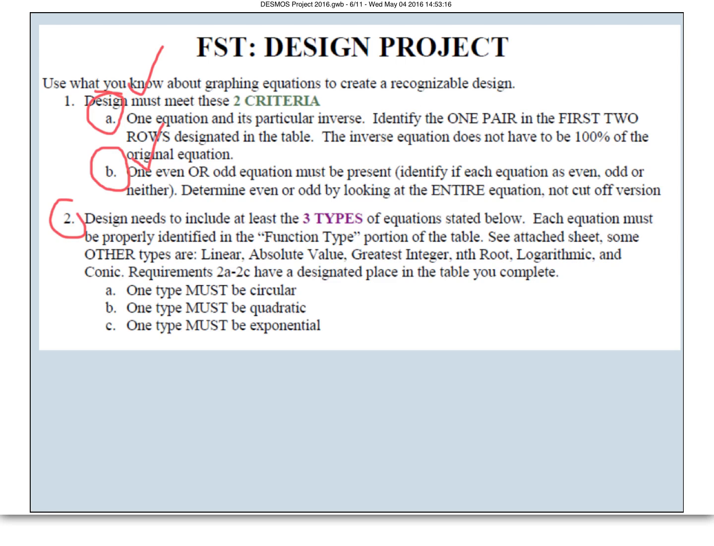The third criteria you have to meet is you need to have 3 types of equations. I'm going to ask you the type of each equation. For example, quadratic, linear, absolute value. 3 of those types must be exponential, quadratic, and circular.